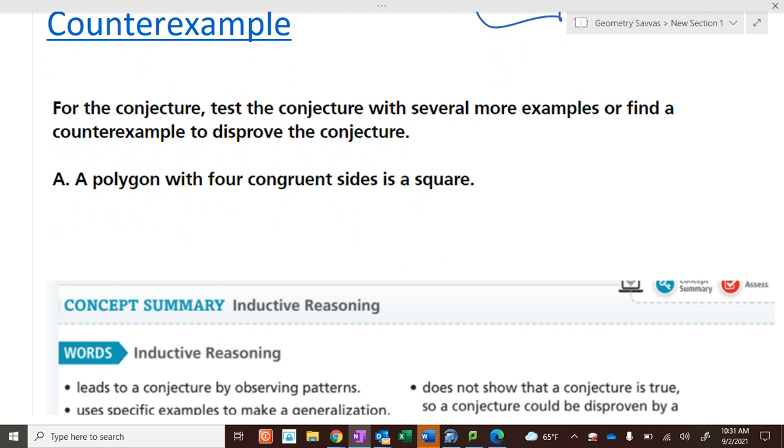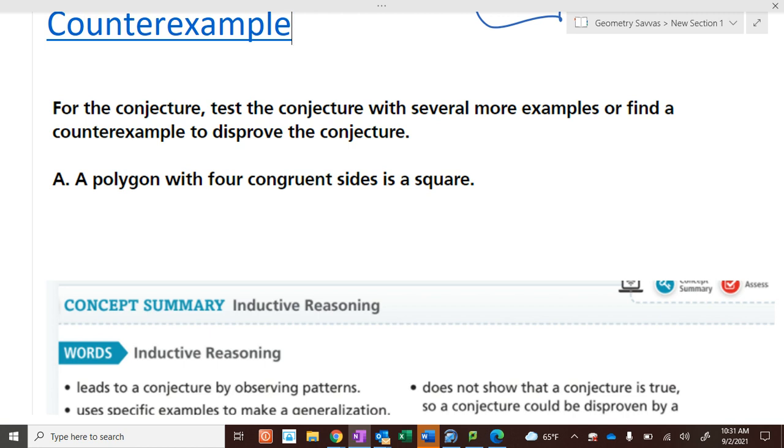So let's look at this one. Here's a conjecture that a student made. A polygon with 4 congruent sides is called a square. That sounds right, right? But there's a problem there. Is there a figure that would be a counterexample to that? What figure would be a counterexample to that?